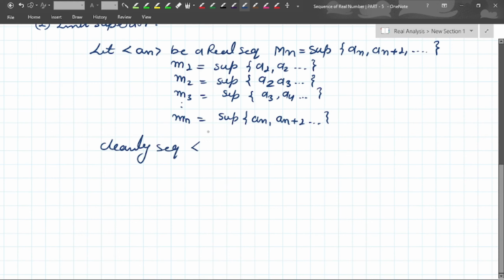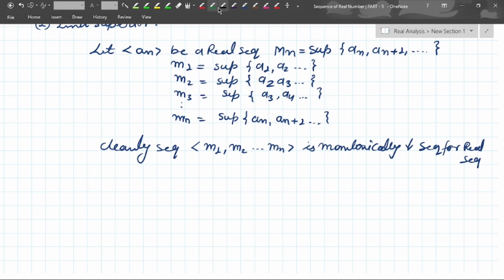So clearly from here, the sequence of these suprema, that is m_1, m_2, up to m_n, is a monotonically decreasing sequence. Because if you are taking the supremum over a shrinking tail of the sequence, it will be monotonically decreasing for a real sequence.